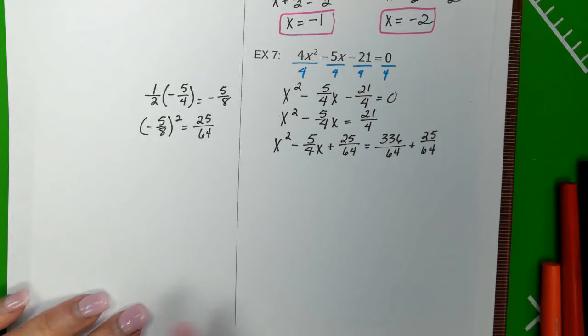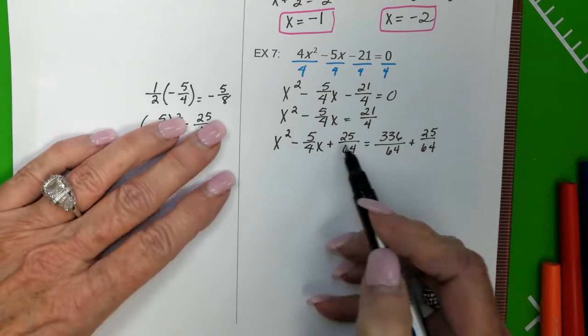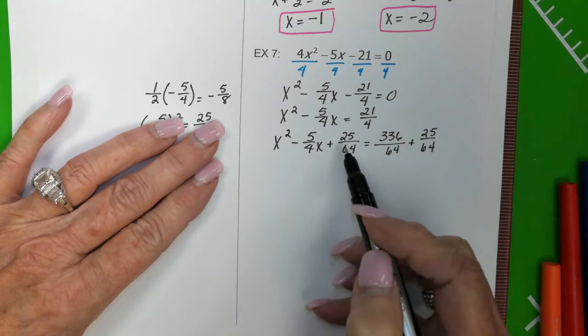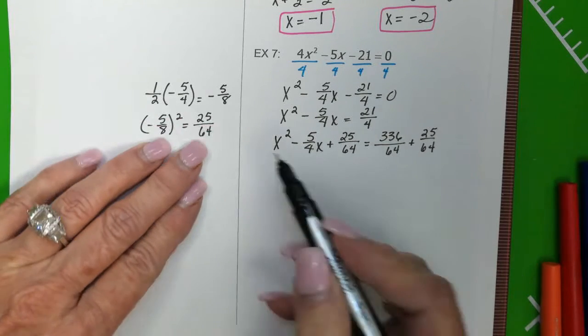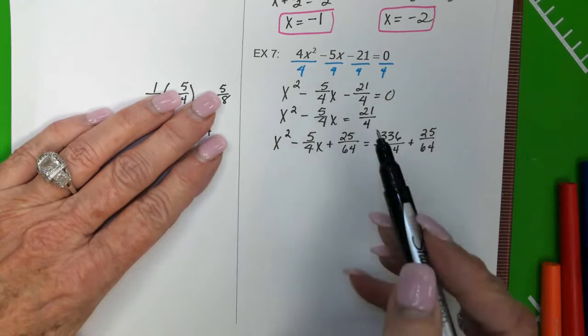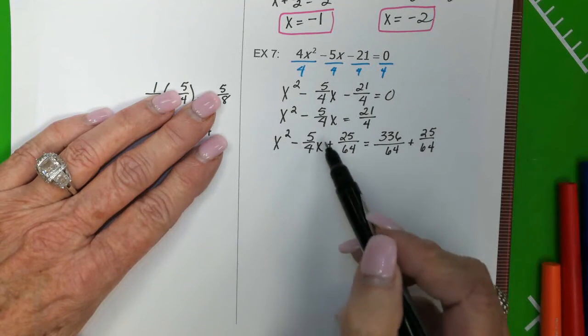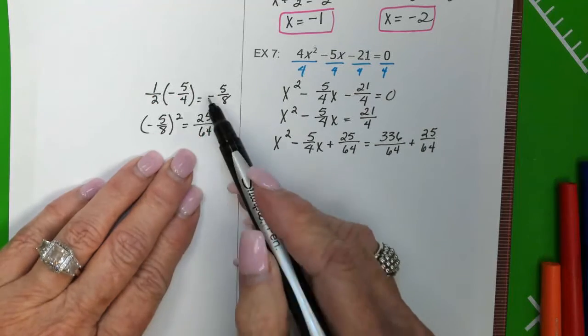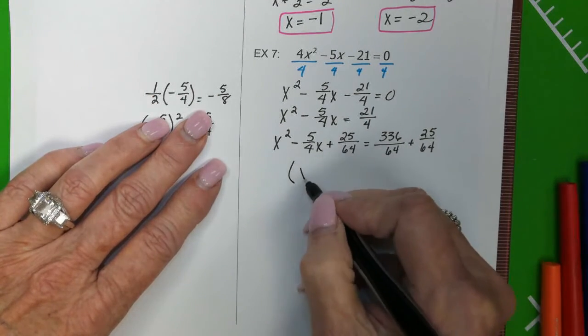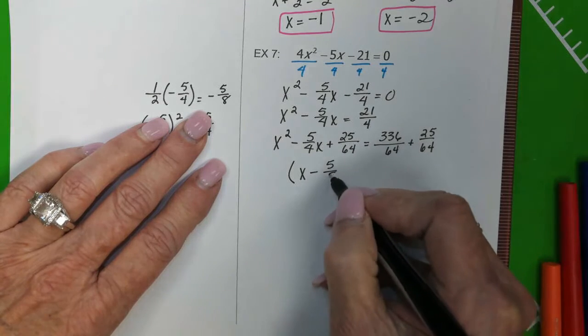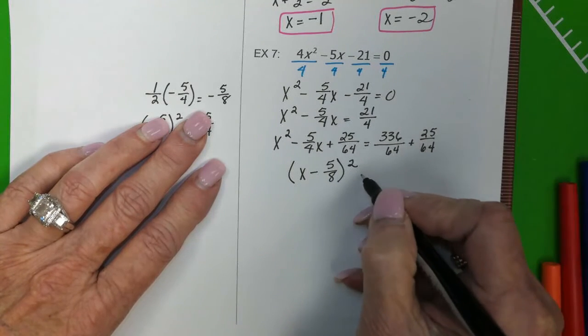So we're going to factor the left-hand side. Now look at that trinomial, guys. You would have to factor that. If you're not doing this two-step over here, that might be a nightmare. Do you see what I'm saying? But if you've done this two-step here, we know what goes in our factor. It's that number right there, x minus 5/8 squared.